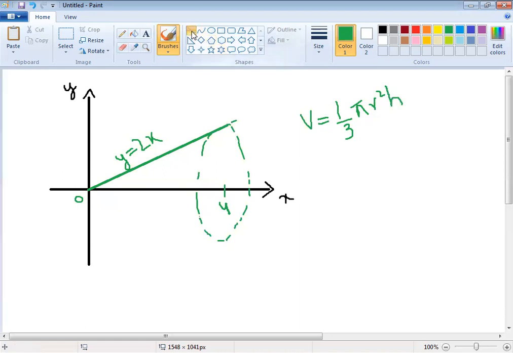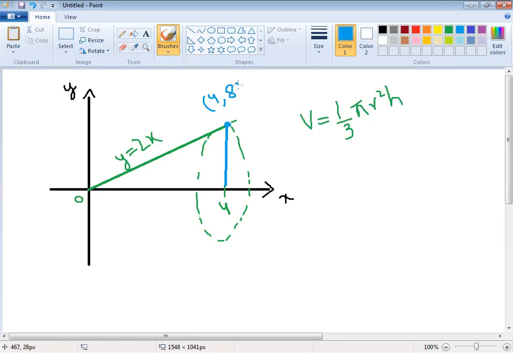Let's try to find the volume of this cone through the formula that we already know. What is the radius of this cone? Is this the radius of this cone? No, this length is not 4. If you find the y coordinate when x is 4, what is the y coordinate? Here x coordinate is 4 and y coordinate is 8.